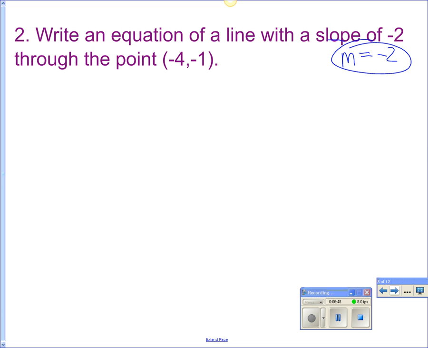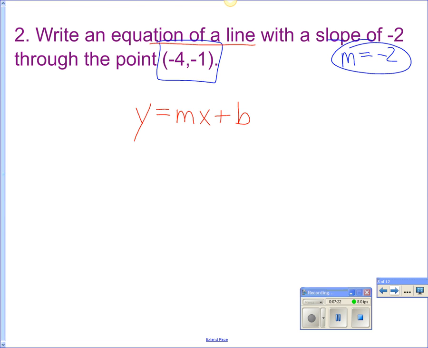Bishop, what's something else I want you to write down on your paper? Very good. -4, -1. So those are the 2 pieces I need you to write down. All right. Chuck, what did I say was the formula for a line? Y equals mx plus b. So that's the formula for a line.